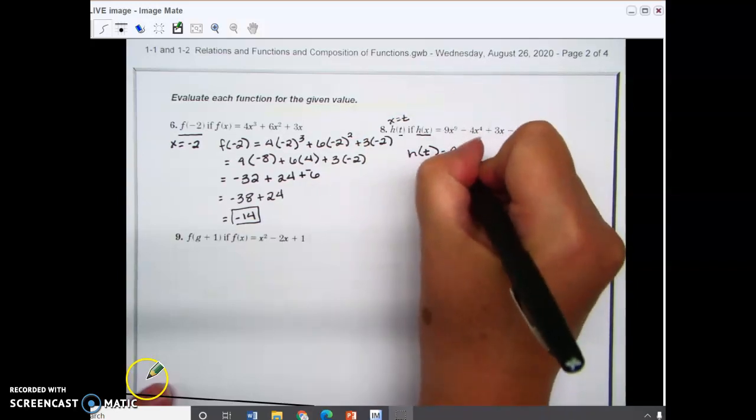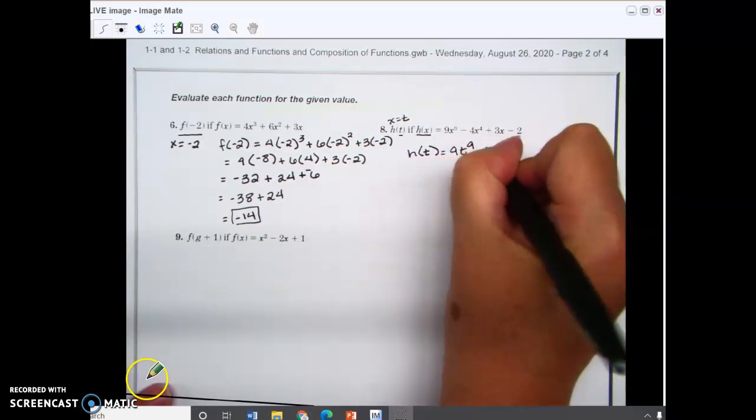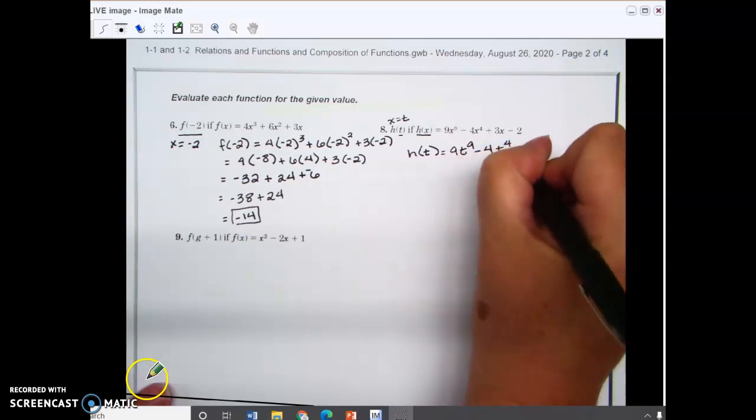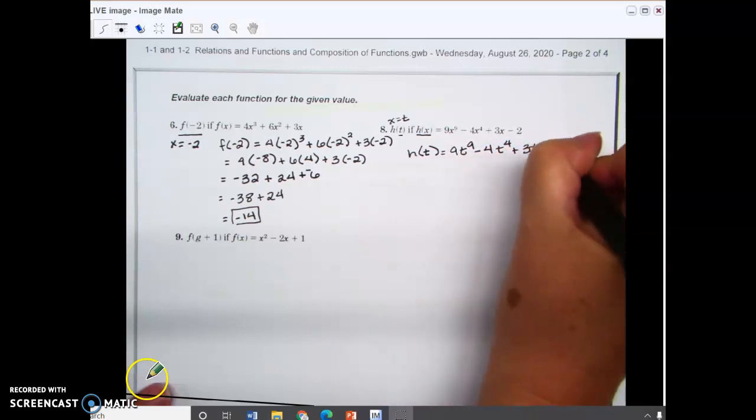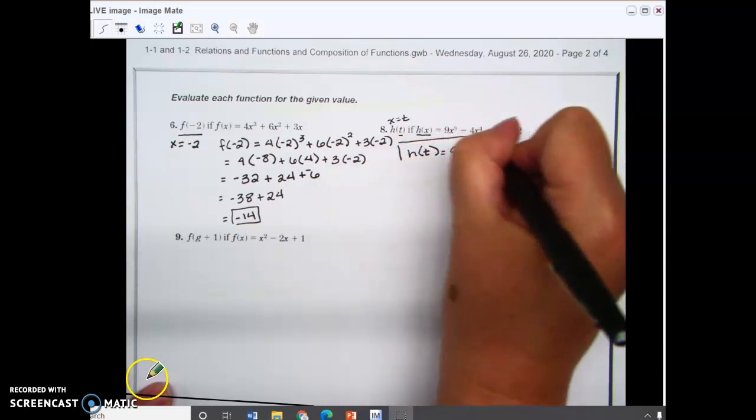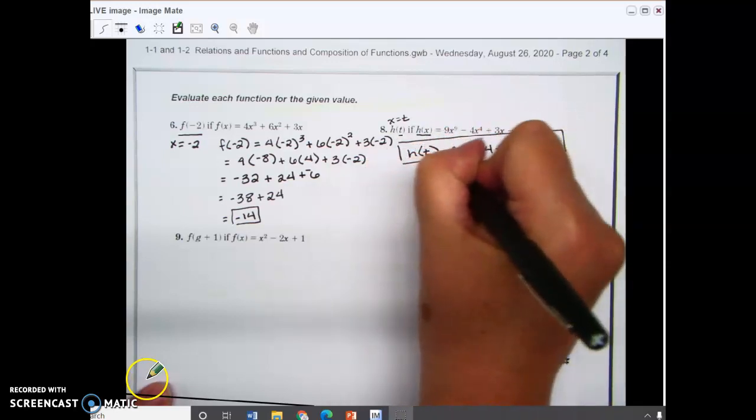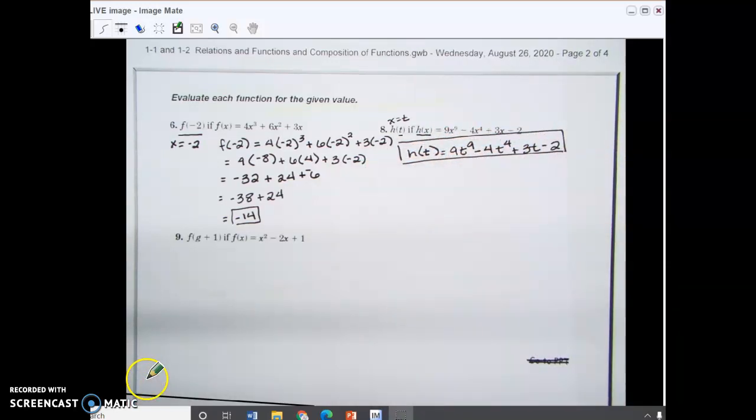So we're going to say that that's 9 times t to the 9th minus 4 times t to the 4th plus 3 times t minus 2, and we are actually finished. And there's no way to get a final numerical value because we don't know what t is equal to. It could be time, it could be anything. So again, take a moment to pause the video and copy down question number 9.